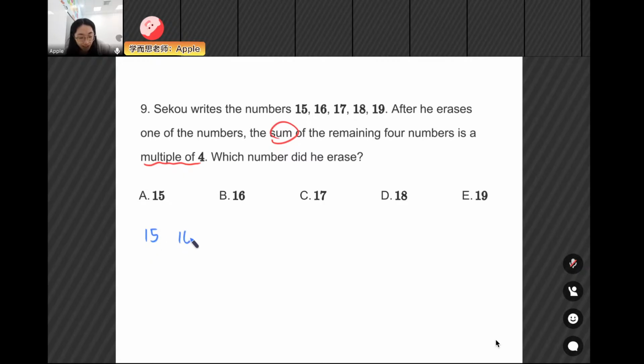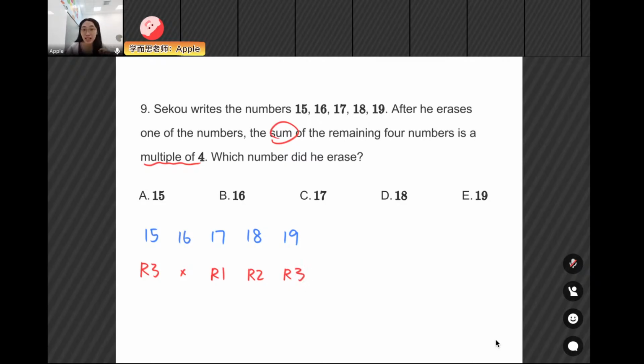Firstly, let's try to analyze. For these 5 numbers, is 15 divisible by 4? No. So what is the remainder? Okay, good. The remainder should be 3. So here 15 divided by 4, you get remainder 3, right? And then following this, what about 16? Yes, 16 is divisible by 4, so there's no remainder. What about 17 divided by 4? Yes, remainder 1. And next one, what about 18? 18 divided by 4, remainder 2. And then following this, 19 has remainder 3.